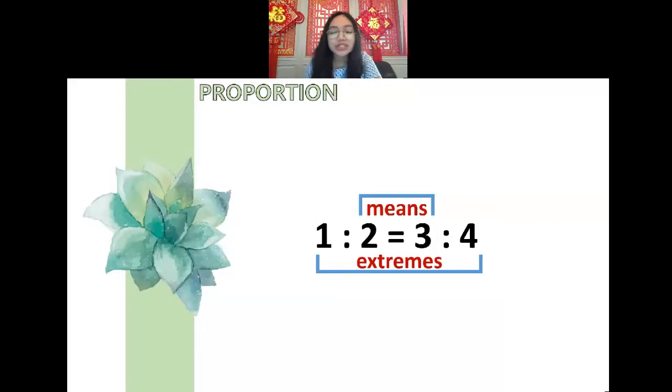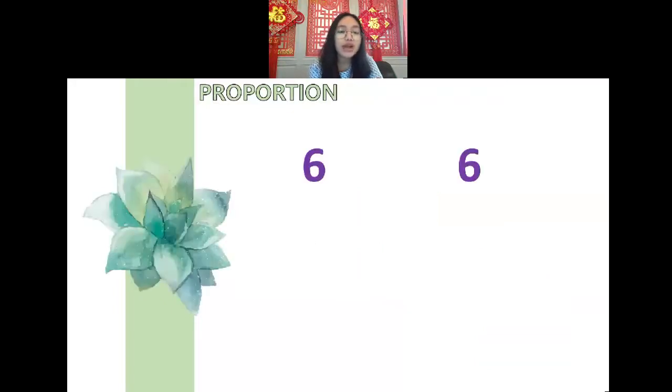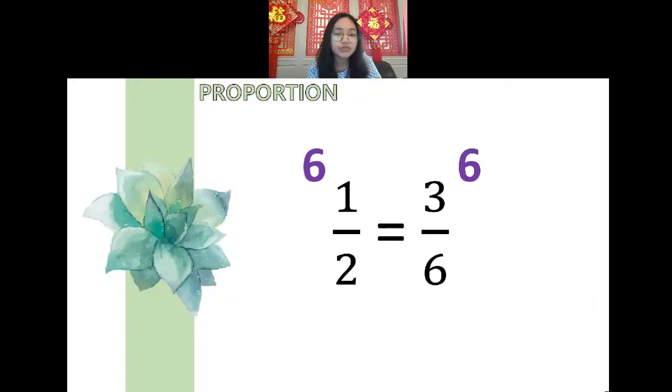2 times 3 is 6 and 1 times 4 is 4. They are not equal. That means that is not proportion. Very good. Okay, now we also have another one which is about fraction form. So for fraction form, you are going to cross multiply the numbers. I know the numbers that I used are actually simple to solve. I just want you to understand how to find out for proportion or not proportion. So that's why I use the simple numbers only.